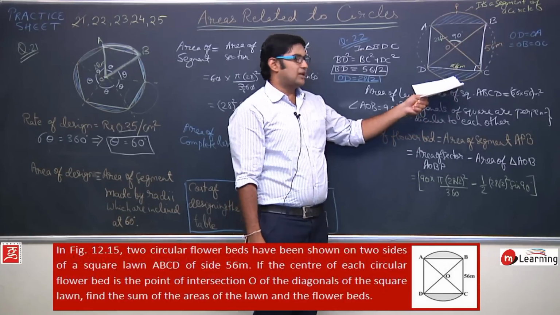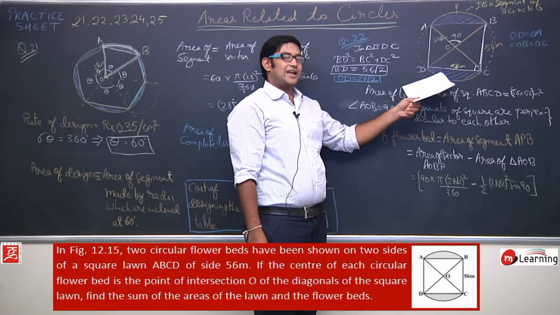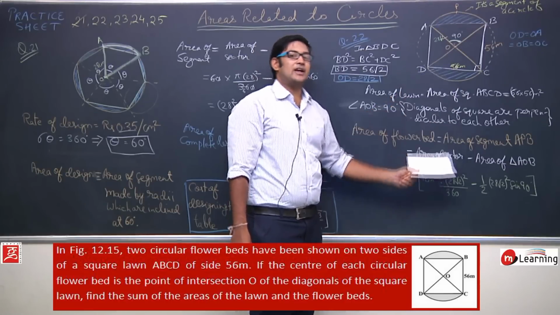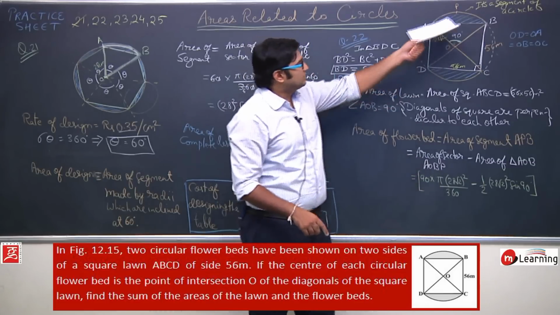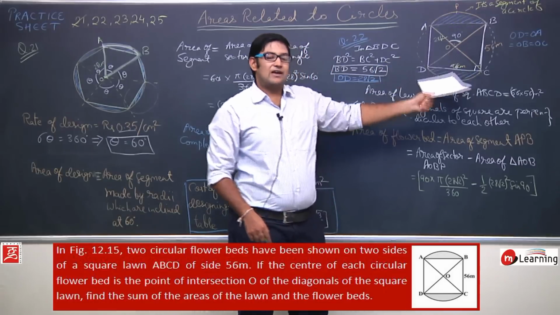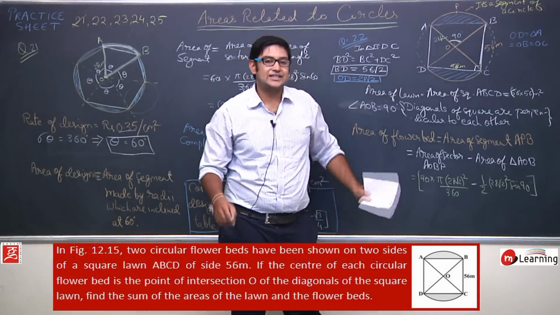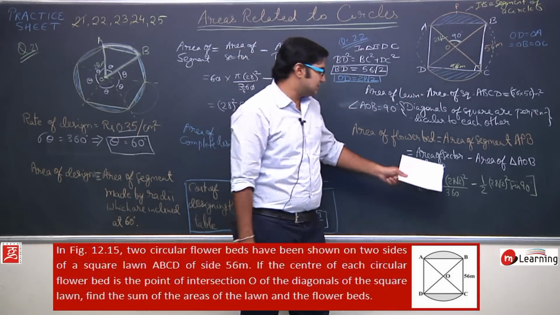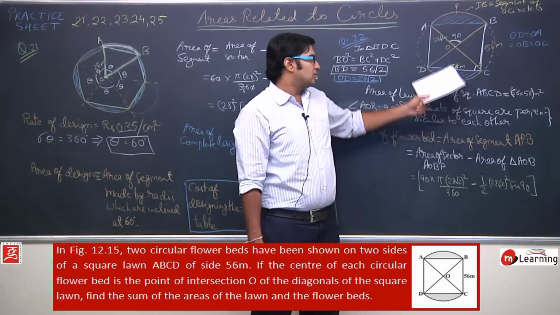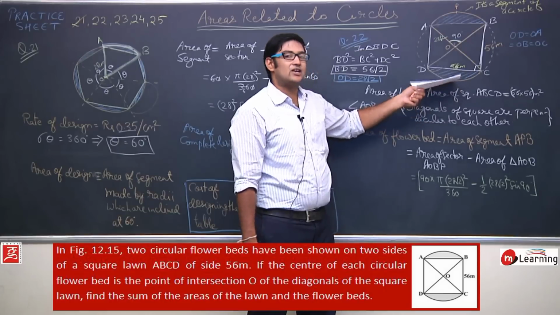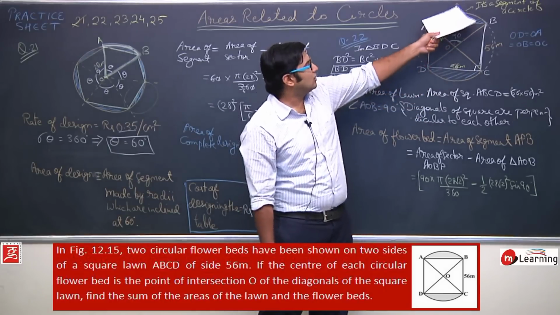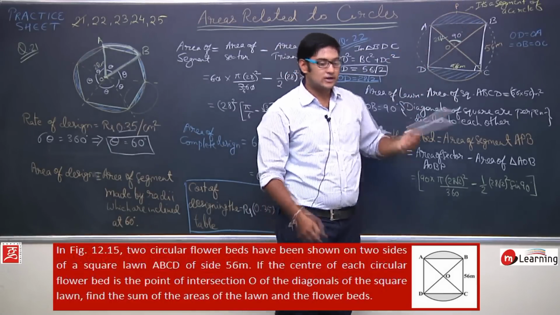Now I have a similar flower bed here also. So should I calculate the area of this flower bed again using this method? No. Since both flower beds are of the same size, same dimensions, I can just double this area to get the total area of flower beds. Why? Because the area of this flower bed will be equal to the area of this flower bed.